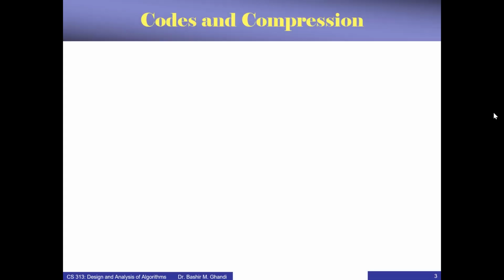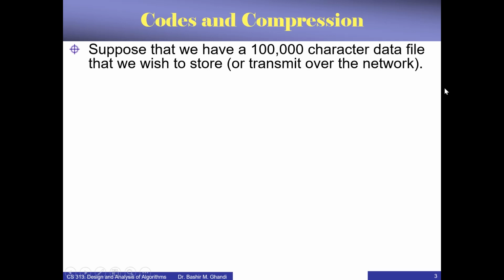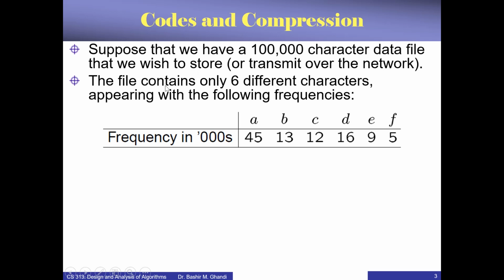Okay. So, codes and compression. Suppose we have a data file consisting of 100,000 characters, and we wish to either store this file, save it on a disk, or transmit it over the network. Suppose further that the file contains only 6 different characters as listed here, A, B, C, D, E, and F. And the characters appear in the file according to these frequencies. These frequencies are in thousands. So A, for example, occurs 45,000 times in our file. B occurs 13,000 times, and so on.